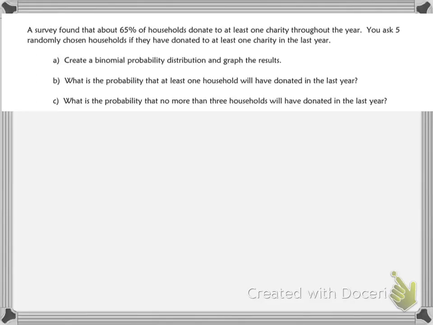All right, so a binomial probability distribution is really just being able to show all of the possible outcomes, and then the histogram will allow us to visually see what's happening.